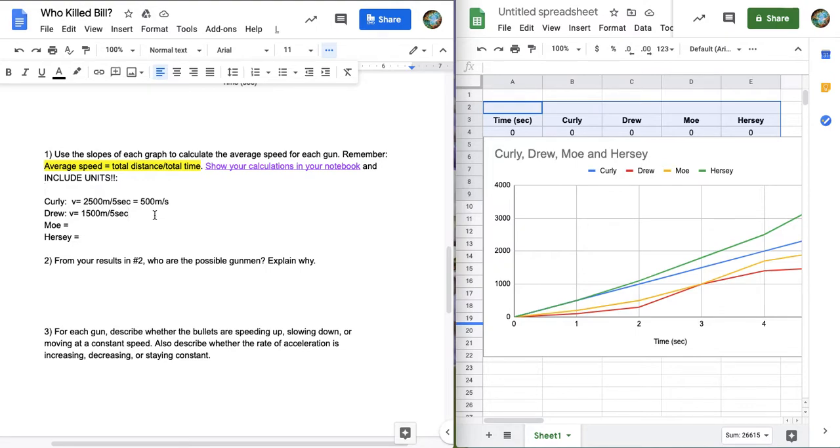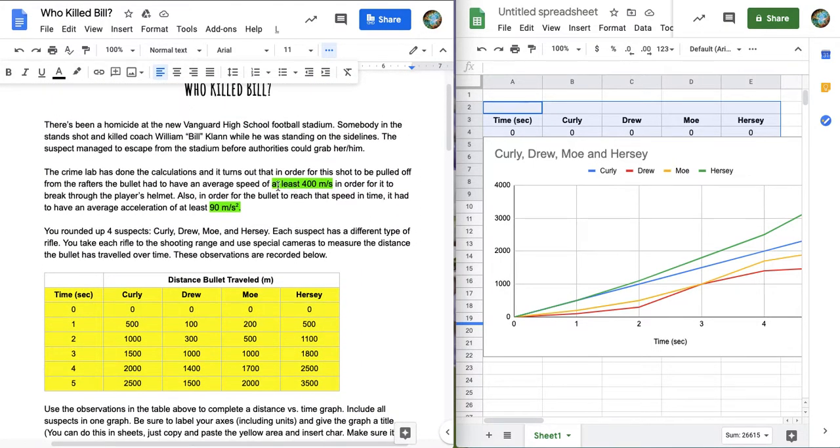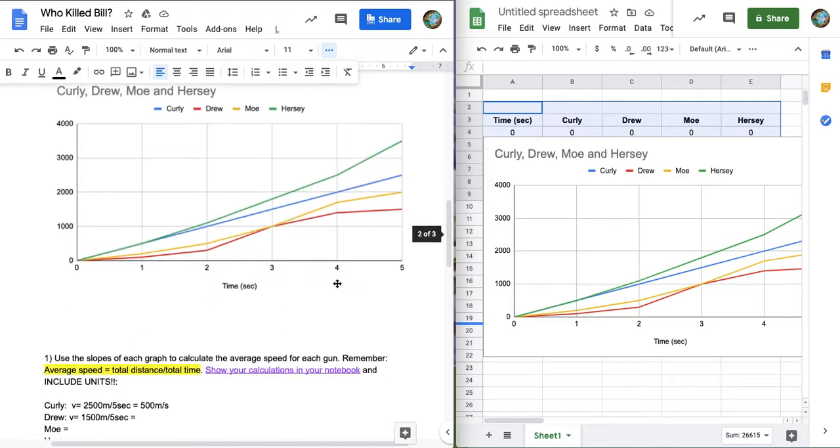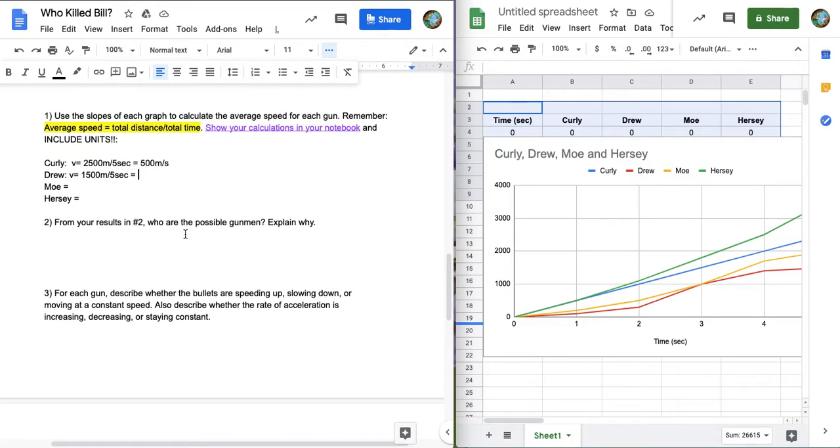Now, from the values that you guys are getting here, you need to figure out which one is the possible bullet that belongs to the person that committed the crime. So remember the parameters. It has to have at least 400 meters per second, so that means 400 meters per second or higher. If any bullet is lower than that, that's not our suspect and we can eliminate that suspect. So you guys can figure this one out once you have the data.